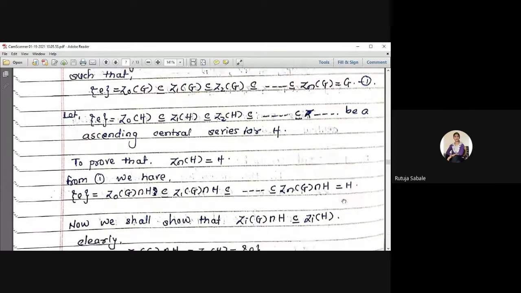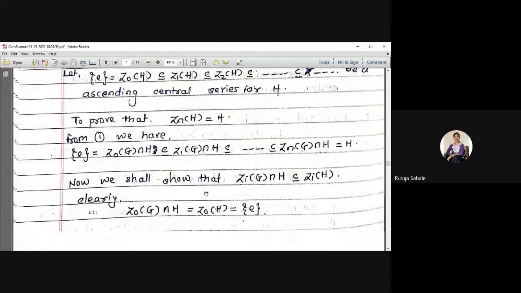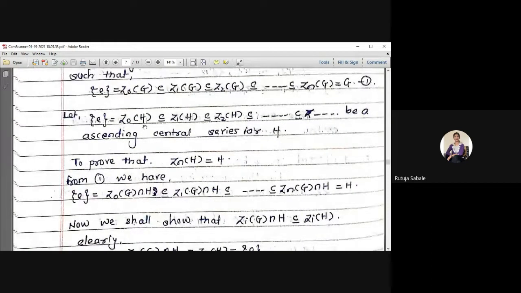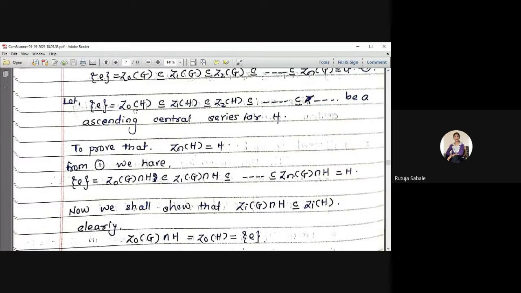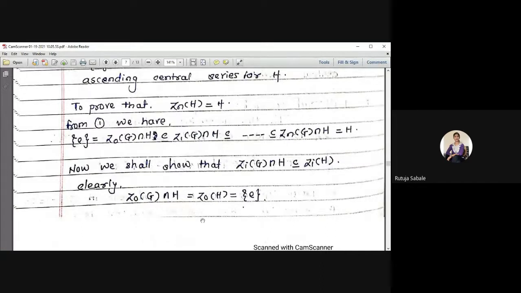Okay, so now we shall show that Zi of G intersection H is contained in Zi of H. Clearly we have Z naught of G intersection H is equal to Z naught of H, which is equal to singleton E. What is the value of Z naught of H? It's singleton E. So Z naught of G intersection H is the singleton E, but singleton E is nothing but Z naught of H. Okay, is it clear, understand?